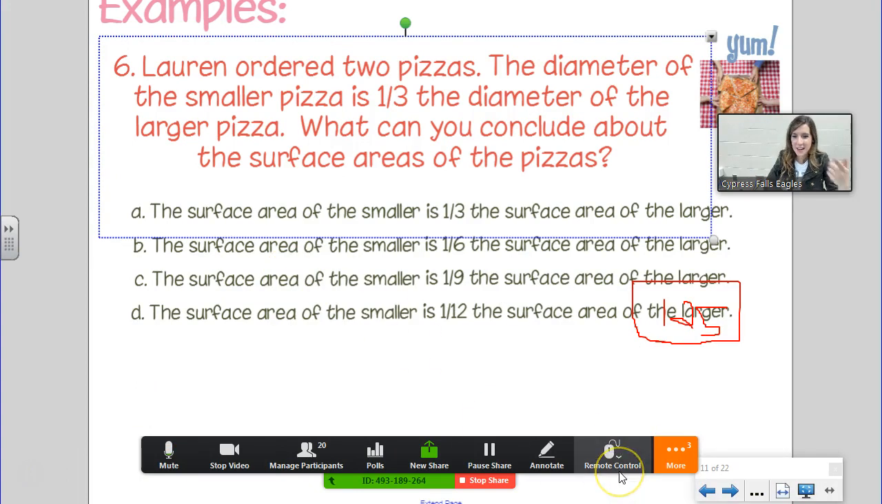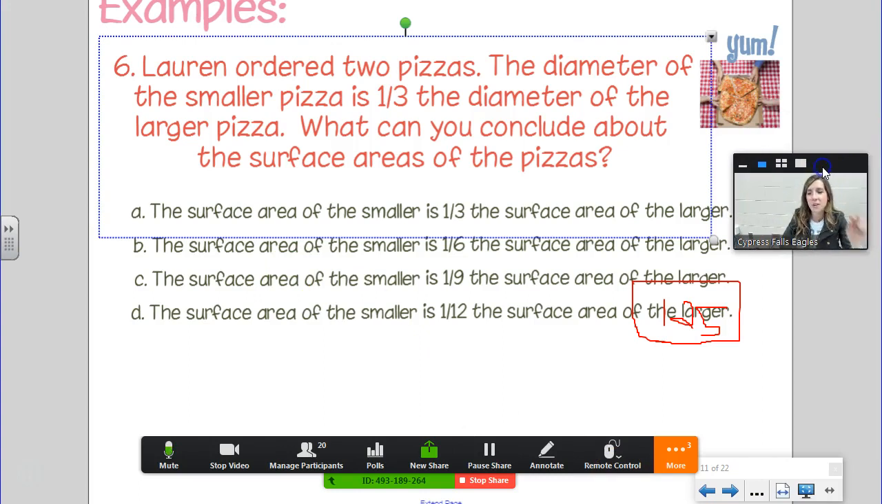All right, here's what I was talking about with the pizzas. Yum, pizza. Lauren ordered 2 pizzas. The diameter of the small pizza was 1/3 the diameter of the larger pizza. Without annotating, guys, decide what you can conclude. Don't write anything yet. What can you conclude about the surface areas of the pizzas?